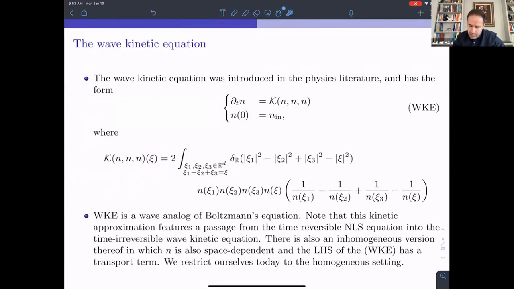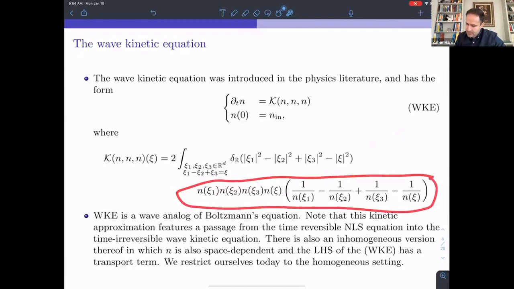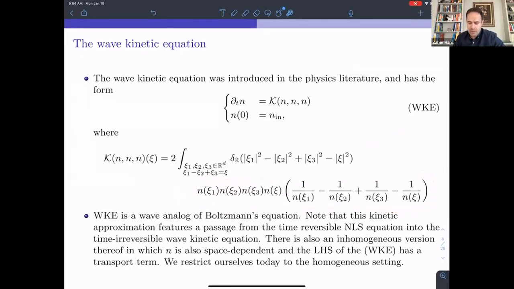And not only are you integrating over this hyperplane, if you like, but you're also restricting to this variety where xi_1 squared minus xi_2 squared plus xi_3 squared minus xi squared is equal to 0. This is very similar to what you also see in Boltzmann's equation. You can write the collision kernel to be integrated exactly on this measure as well. And then, so here's the difference. This is multiplied by this integrand, which is given over here.